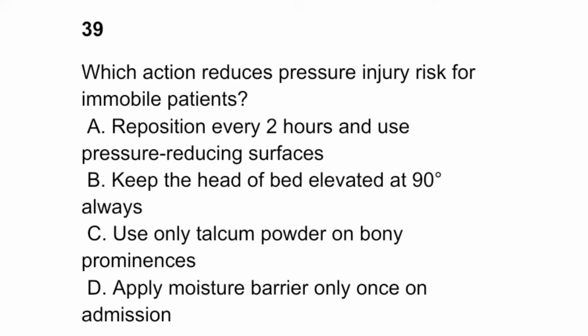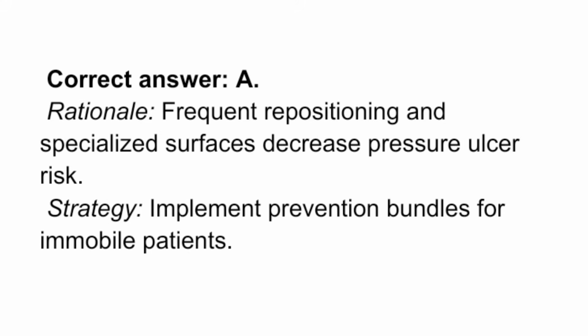39. Which action reduces pressure injury risk for immobile patients? A. Reposition every 2 hours and use pressure-reducing surfaces. B. Keep the head of bed elevated at 90 degrees always. C. Use only talcum powder on bony prominences. D. Apply moisture barrier only once on admission. Correct answer, A. Rationale, frequent repositioning and specialized surfaces decrease pressure ulcer risk. Strategy, implement prevention bundles for immobile patients.